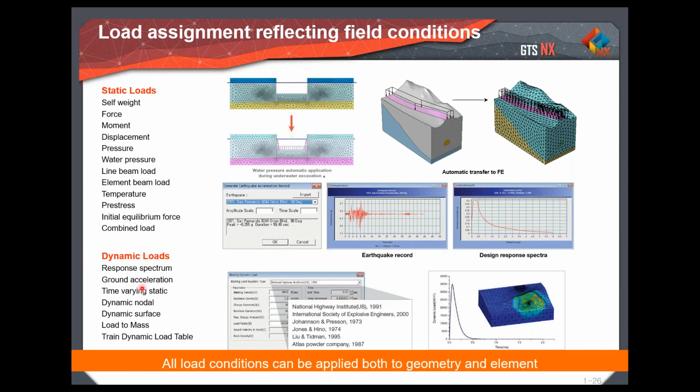And here, for all the cases, we need to run a dynamic analysis, and we can go for either response spectrum or time history analysis, and all the respective analyses. Basically, we also have a train dynamic load table as well. This will be very helpful in projects related to high-speed railway lines. Here we can see this is a blasting dynamic load. I'll be explaining it in the next slide.